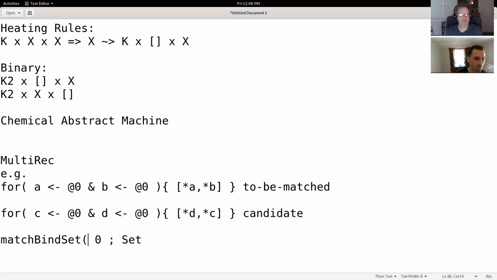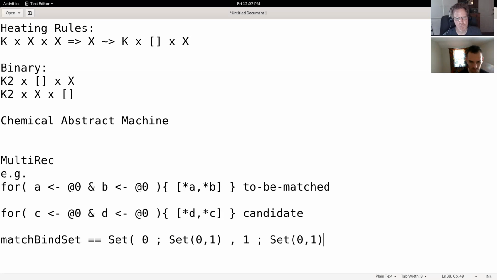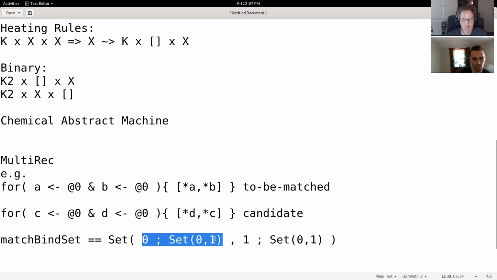Oh, and sorry, this is a set that contains what I'm calling index sets, which is basically: tell me what bind position you're talking about, and then tell me all of the bind positions in the other process that I could match. So in this case, it'd be a 0 and a 1. And then the other part of this should be 1 and a set that can match a 0 and a 1, and I'll explain what all of this stuff means. So what this means as being my match bind set is, first of all, it's a set first and foremost. It's a set that contains what I'm calling index sets.